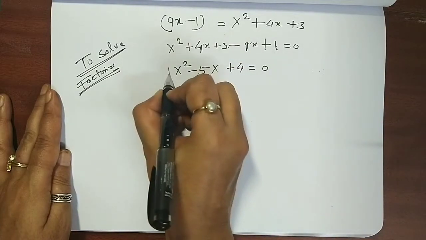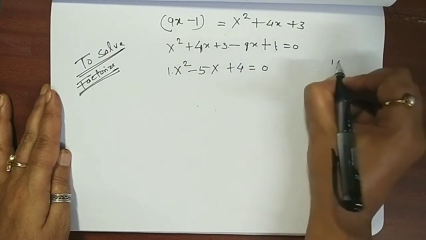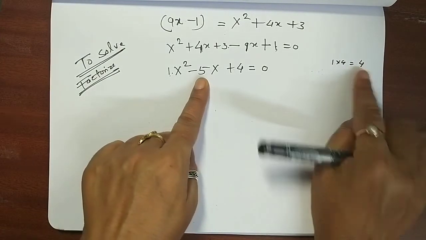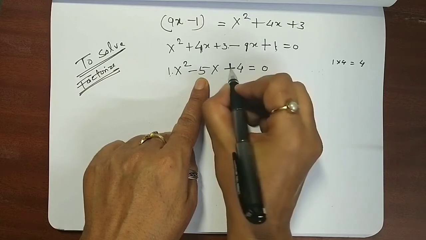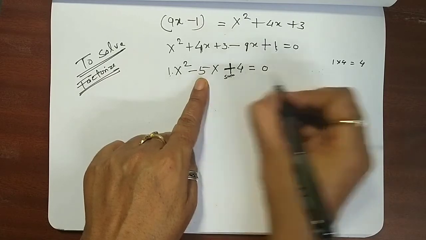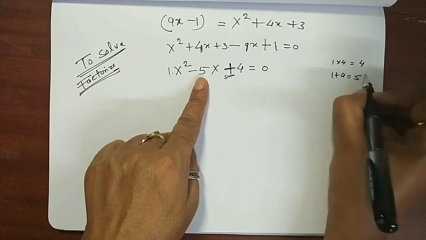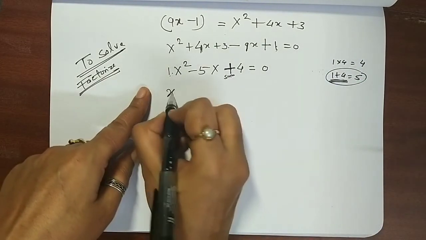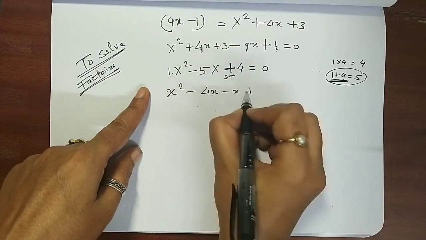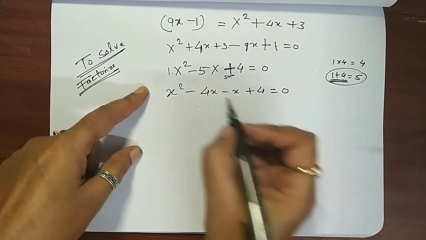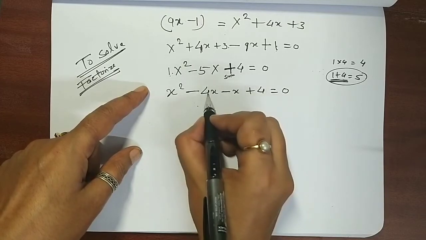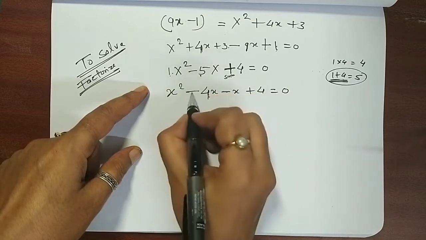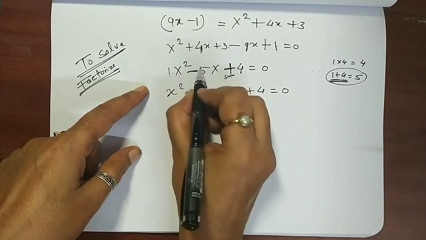So how do we do it? The product of the first and last term is 1 into 4, which is 4. I have to factorize it to get 5 as the sum. This sign is important, the sum. 1 plus 4 is 5, so the most suitable factors are 1 and 4. So I will take x squared - 4x - x + 4 = 0. 4 and 1 are suitable, because 4 into 1 is 4 and the sum of 4 and 1 is 5. Why am I taking minus? Because I need minus 5.